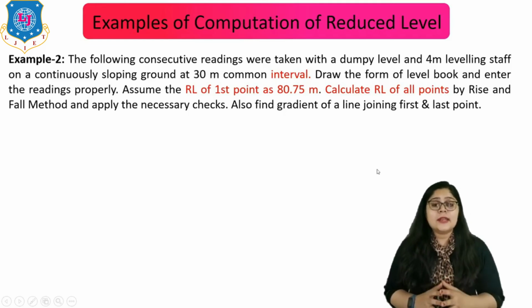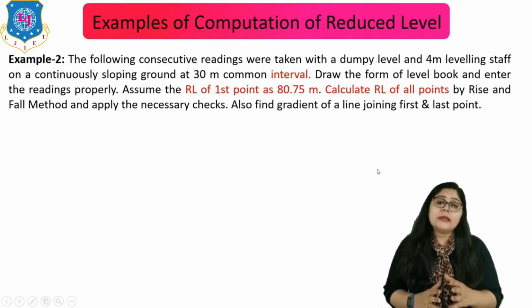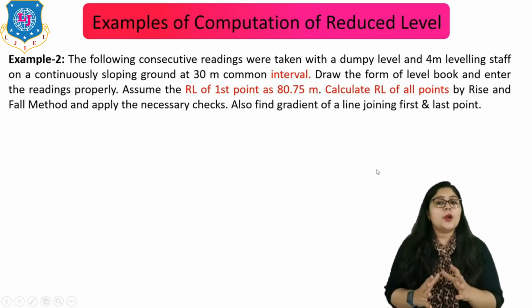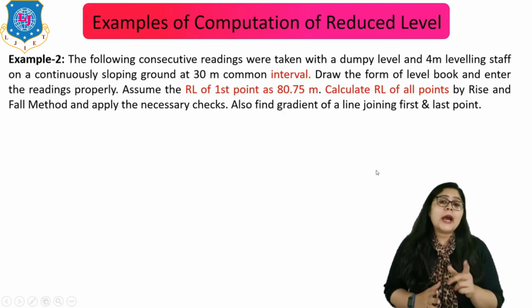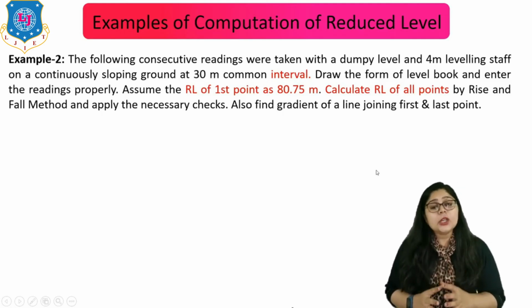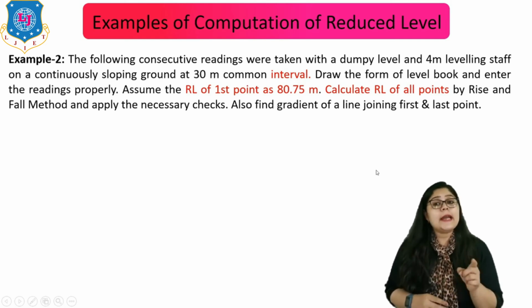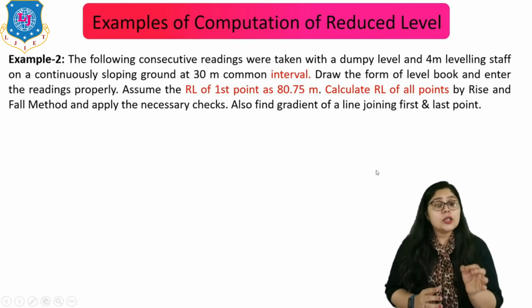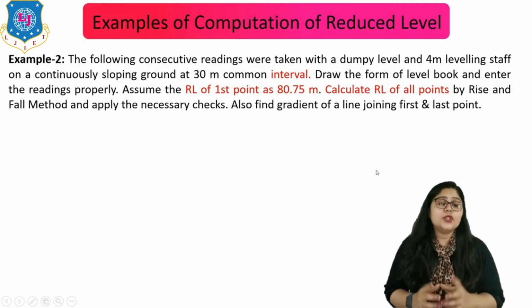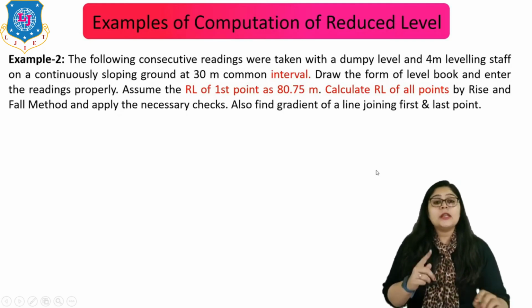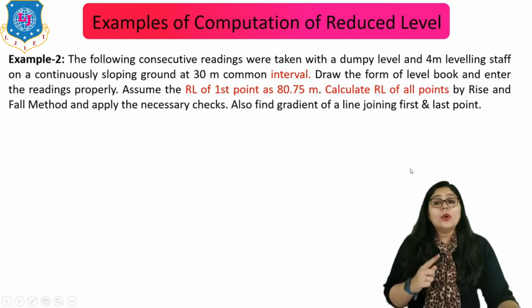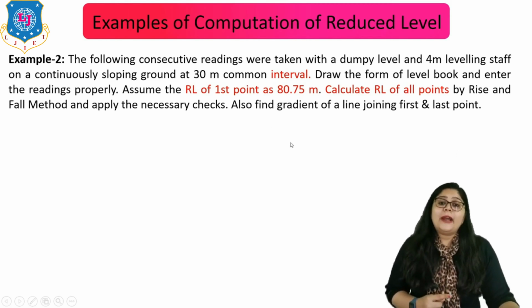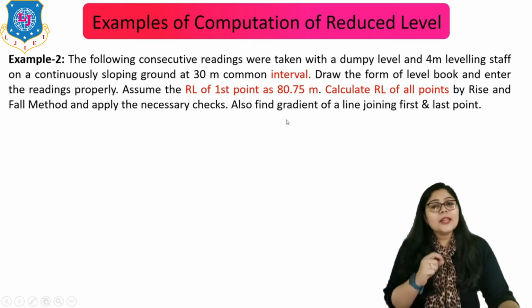Now what further does it say? Draw the form of level book and enter the readings properly, right? Assume the RL of the first point as 80.75 meter. Calculate the RL of all the points by the rise and fall method and apply the necessary checks. Again, one line is added: also find the gradient of the line joining the first and last point. Now here you can see one thing is added, that we have to find the gradients, right?